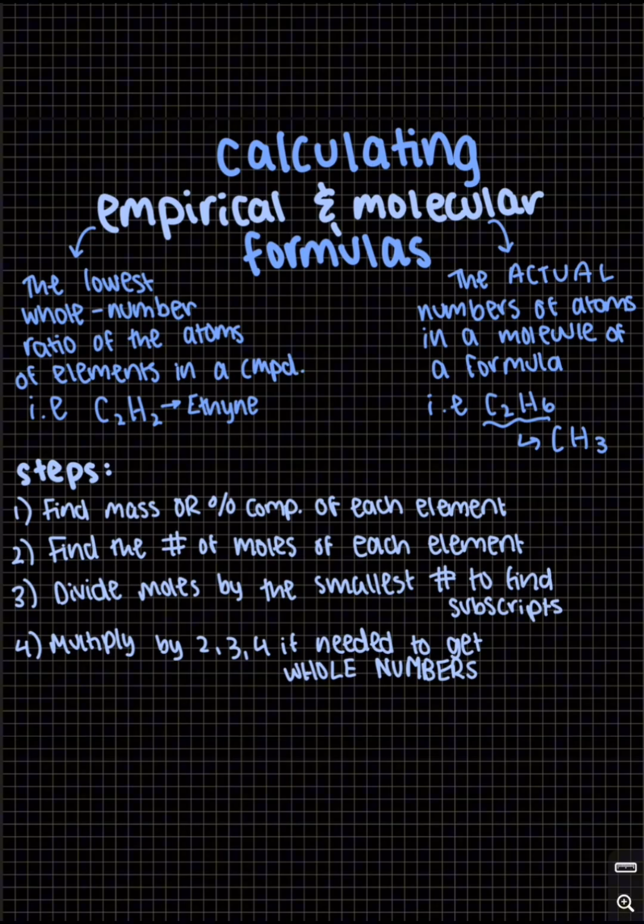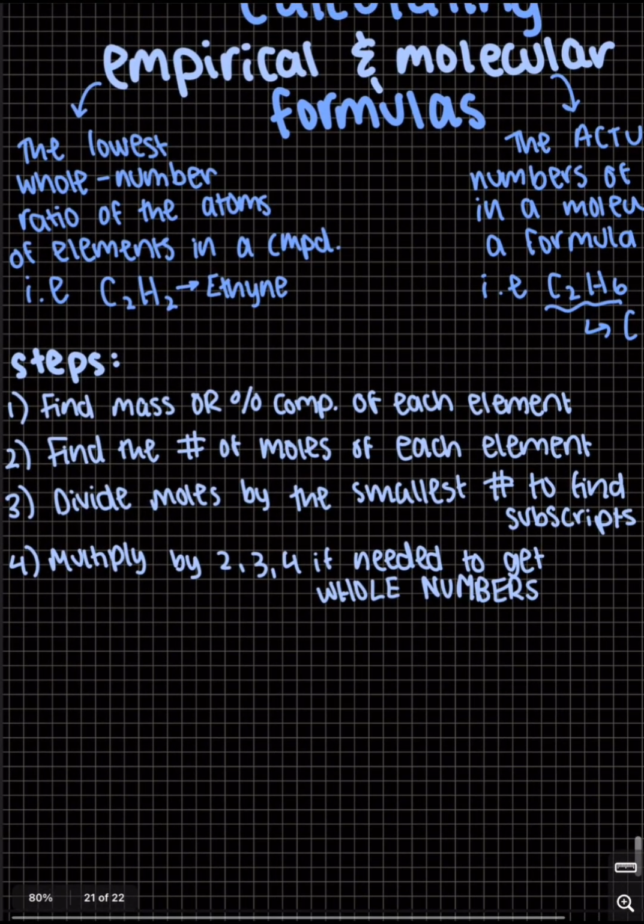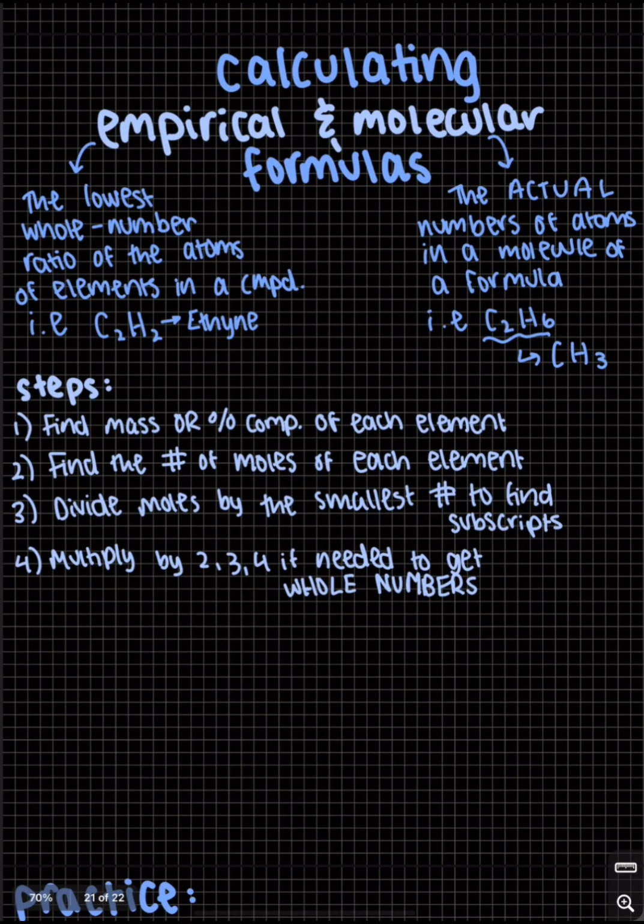Now, how do we even calculate empirical and molecular formulas? Well, first, let's talk about empirical formulas. The steps on how to calculate empirical formulas are honestly pretty simple. Step one is to find the mass or percent composition of each of the elements in the formula. And it could be either or. You could be given either, and I'll show you exactly what to do with those in a second when we do practice.